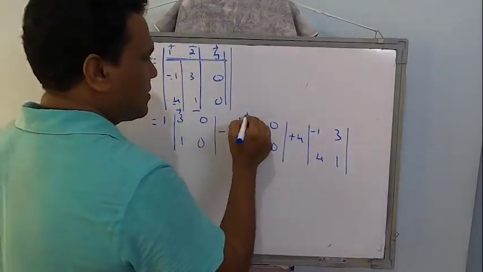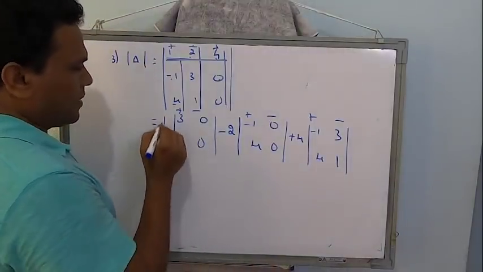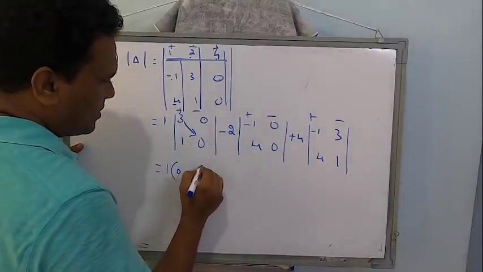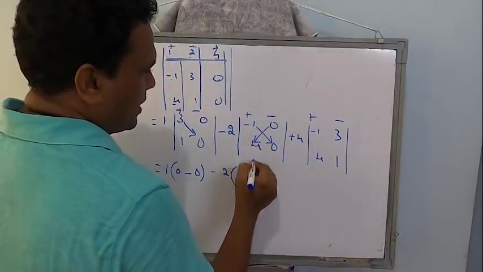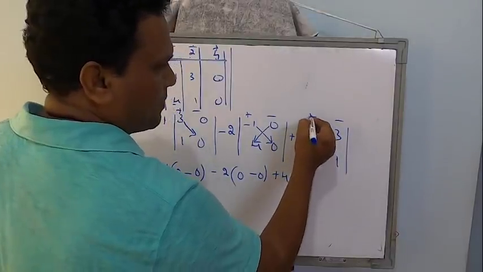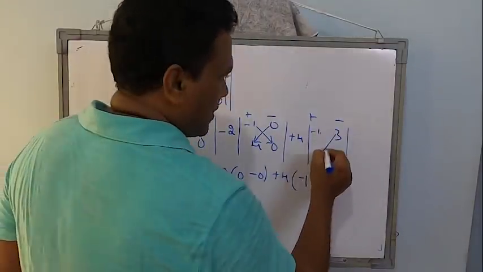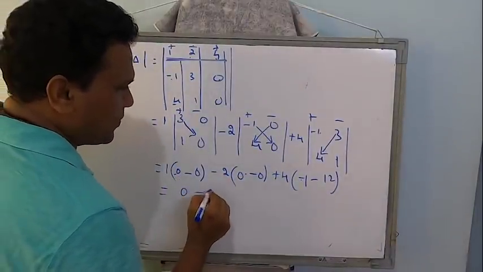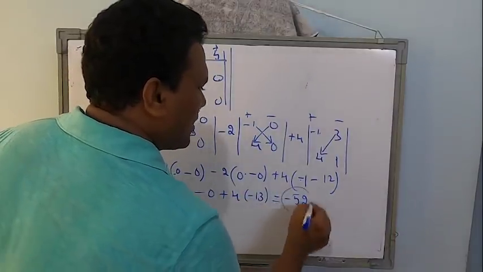So this is plus, minus, plus, minus. On top of the first row again write down the signs. For the first one: 3 multiplied by 0, 0, minus 0 multiplied by 1, 0. Minus 2, open the bracket: minus 1 multiplied by 0, 0, minus 0 multiplied by 4, 0. Plus 4, minus 1 multiplied by 1, minus 1, because plus into minus will be minus, so minus here. The next is minus 3 multiplied by 4, which will be 12. Let us simplify this: these two elements are going to be 0, and the last element is 4 multiplied by minus 13, and the value is going to be minus 52.